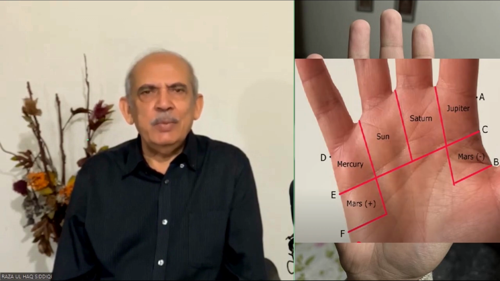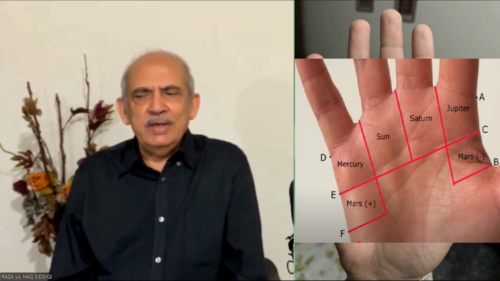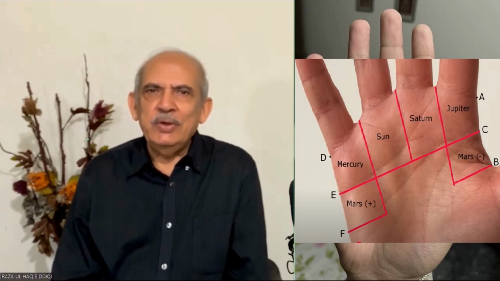Once you have this line, you are going to extend the 2 lines that are on the border of Mercury and Sun and on the border of Jupiter and Saturn, so that you can have Mars positive and Mars negative. Mars positive is under the Mercury finger and Mars negative is under the Jupiter finger.